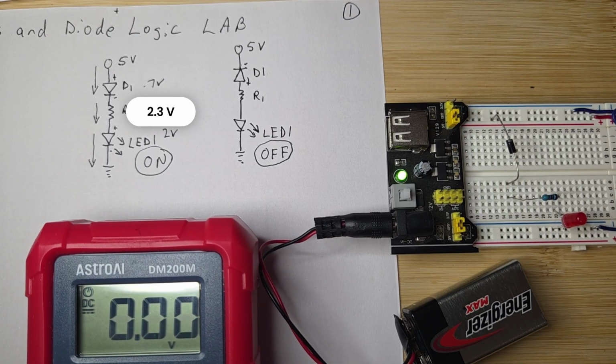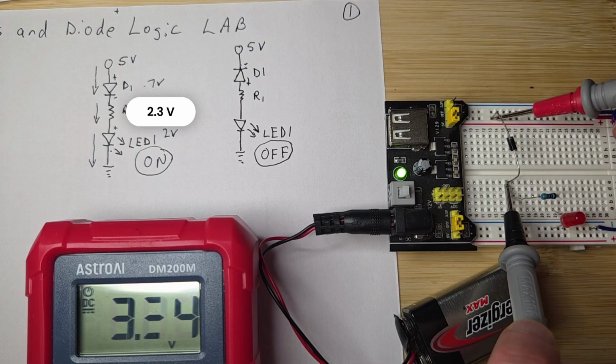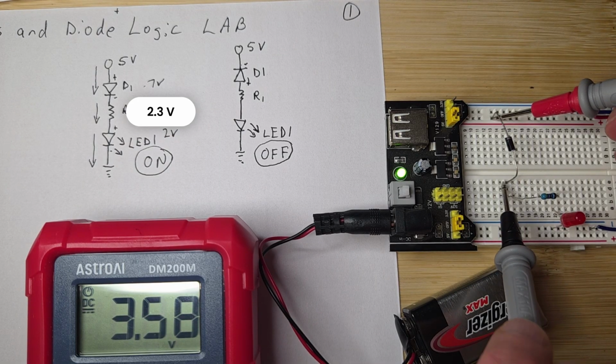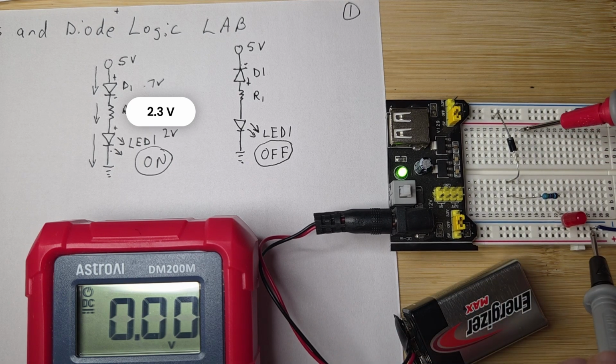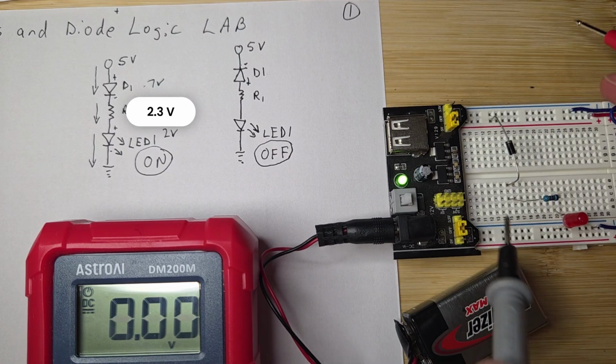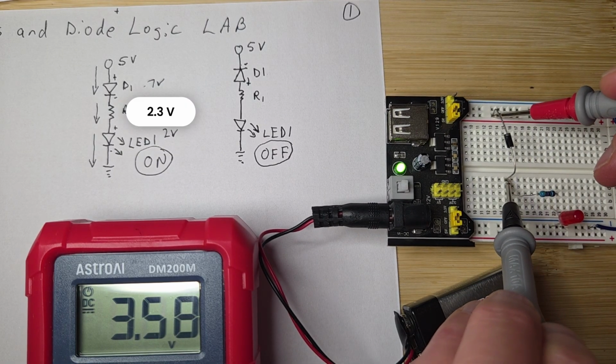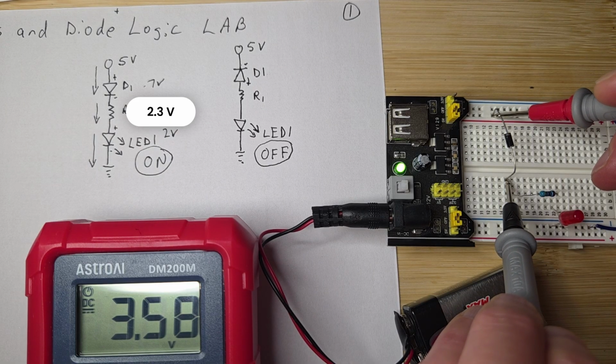I'm predicting it'd be like an open. So let's see if I can measure that. Across the diode we'd probably be measuring, there we got 3.58 volts. If I measure just the source, we have 5.04. So it's blocking most of that current across there. That's pretty cool.